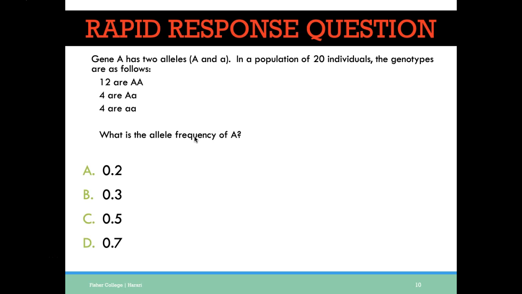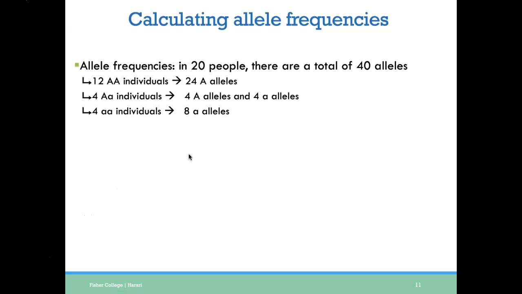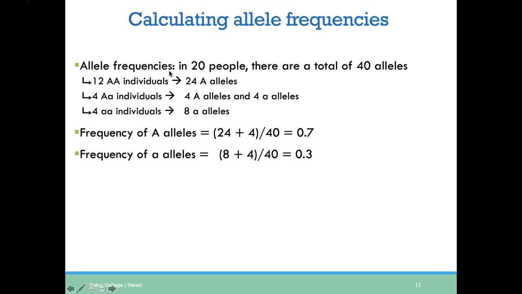The answer is D, 0.7. You should have gotten 28 big A. So from here, you have 24, plus here you have 4. So that's 28 big A's out of 40 alleles total. So 28 divided by 40 is 0.7. And of course, the frequency of little a allele would be 8 from the homozygous recessive, and then 4 for the heterozygotes, divided by 40, which gives you 0.3. So this is how you figure out allele frequencies. And for two alleles, they should always add up to 1.